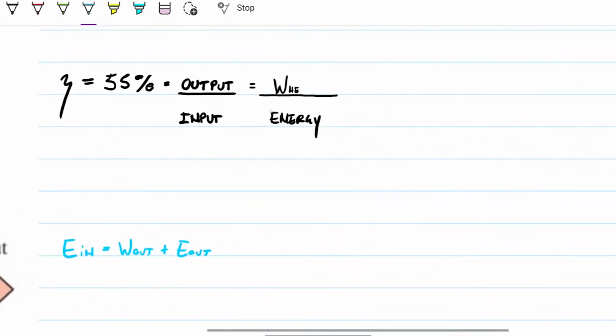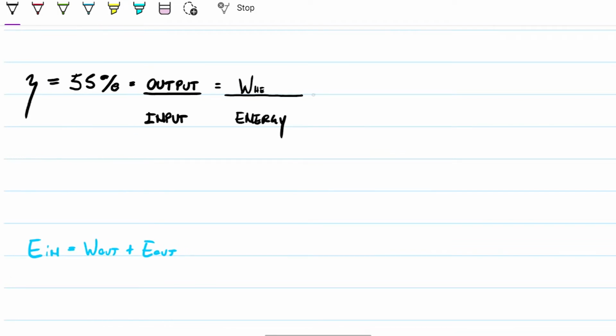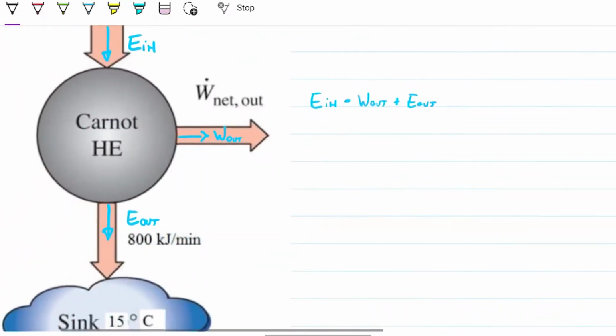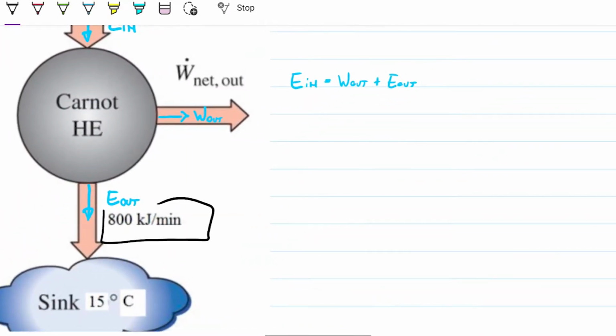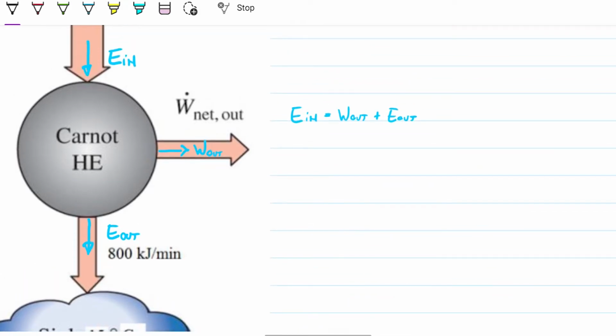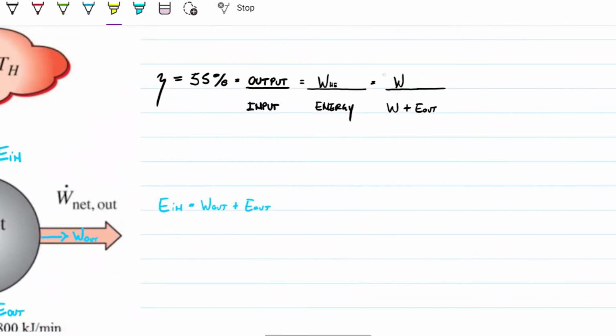So in this case, what's the total energy? As we just saw, it's the useful work output plus the energy being rejected, Q out. The efficiency is the work divided by the useful work output plus the energy being rejected. We happen to know the rejected heat, and we also happen to know the efficiency. With those two pieces of information, the only unknown we're left with is the work.